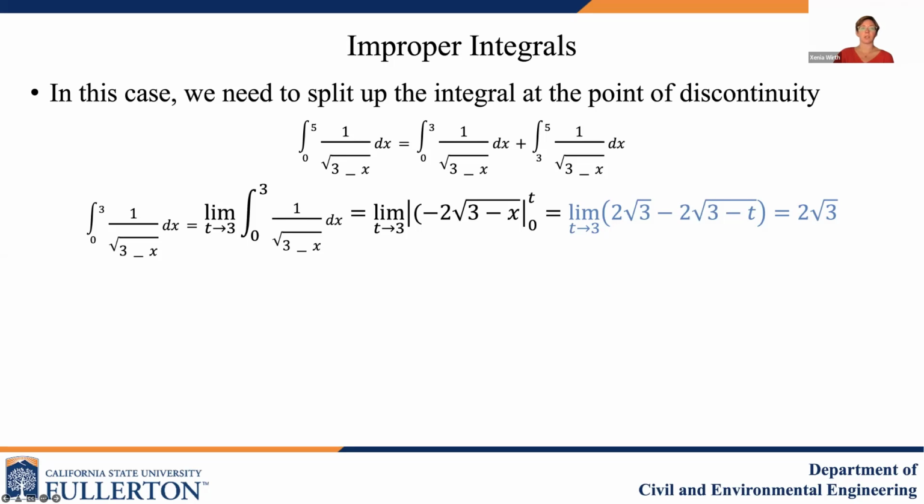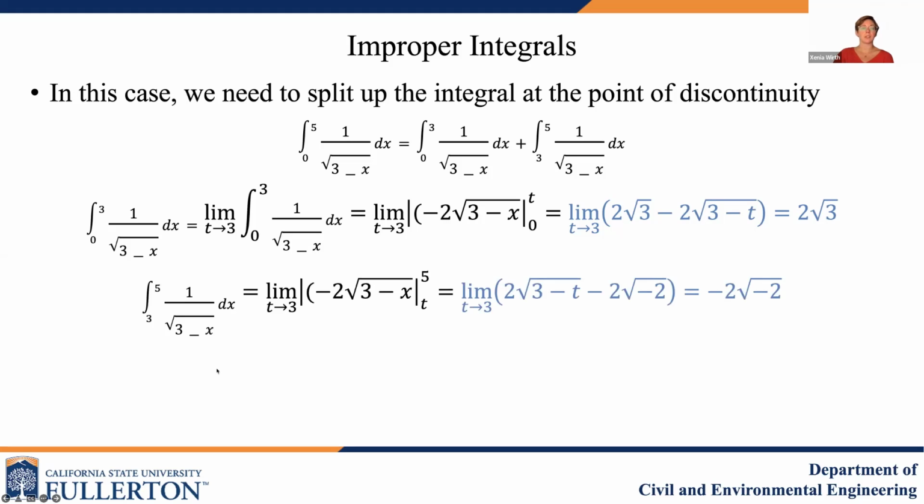So we did this one already. So we already know that the solution to this is 2 square root of 3. But what happens when we take the integral from 3 to 5 over this function? So I still have the same solution to my integral. It's still -2 square root of 3 minus x. But in this case, I'm evaluating at the integration limits 5, and t is my lower integration limit in this case, because the limit as t approaches 3 is going to be the lower limit here.